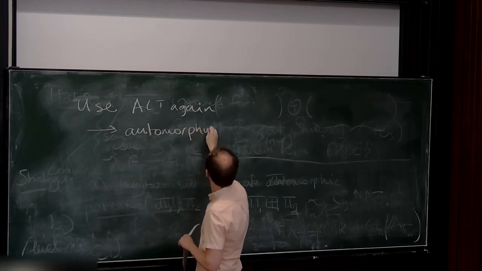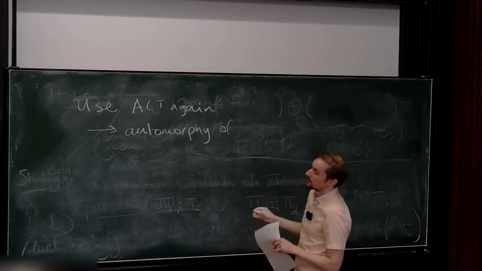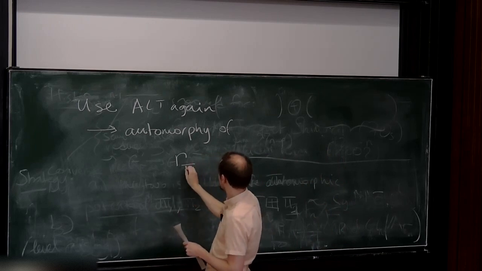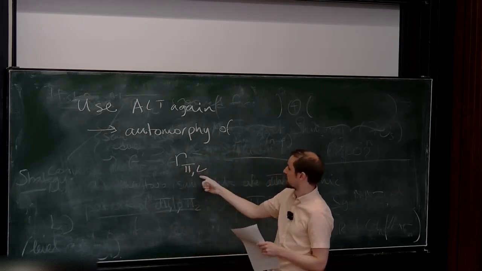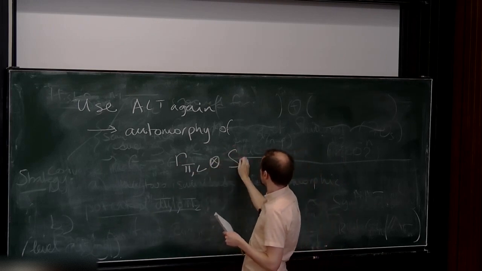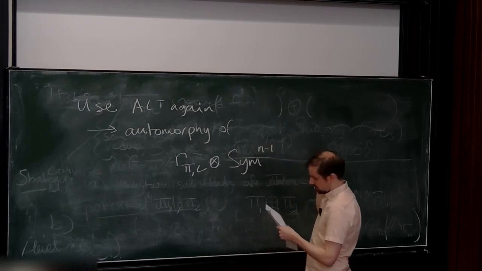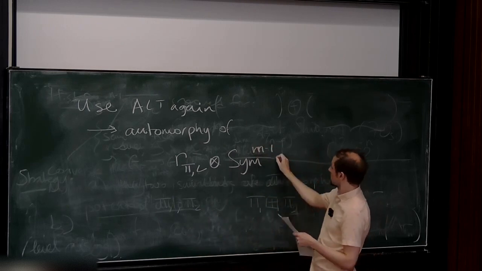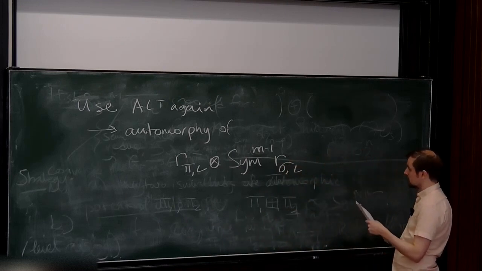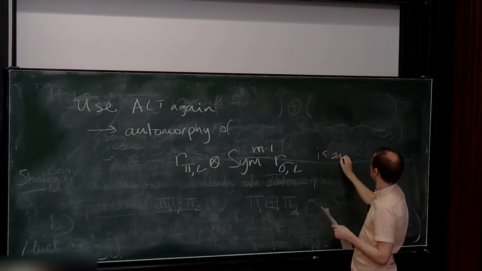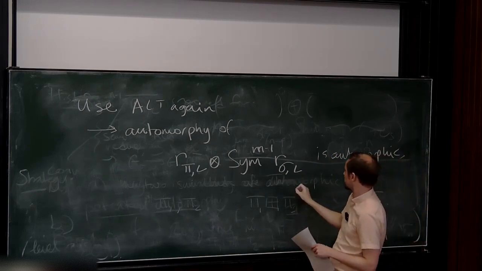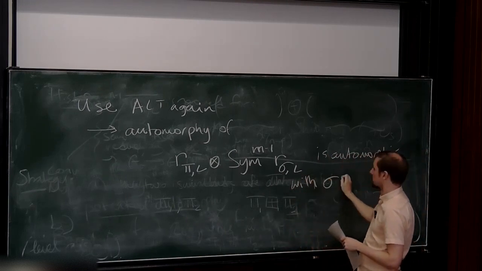What we can get is automorphy of a certain characteristic zero representation. So we're going to have R pi iota, the p-adic representation we started with. And then we're going to tensor with the m minus first symmetric power of a different automorphic Galois representation called R sigma iota. And we can do this for a certain sigma, which is congruent to pi modulo p.